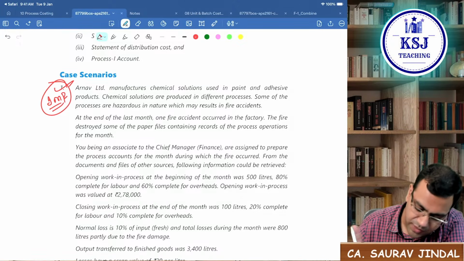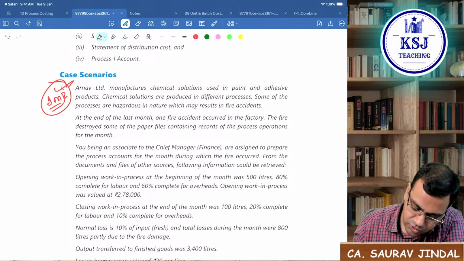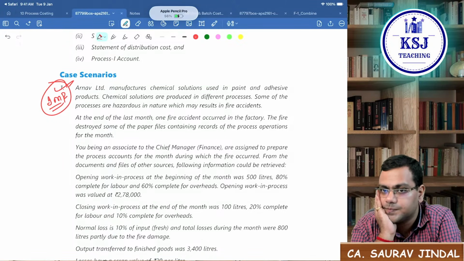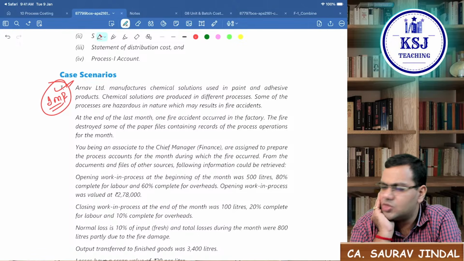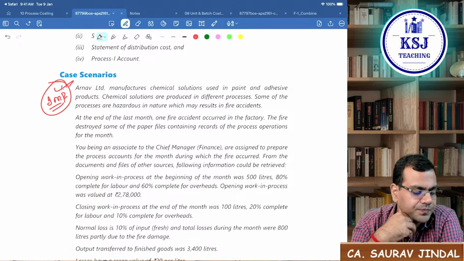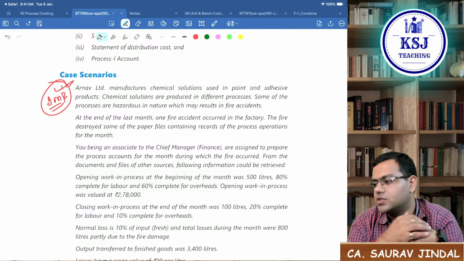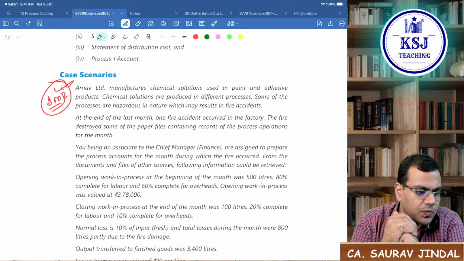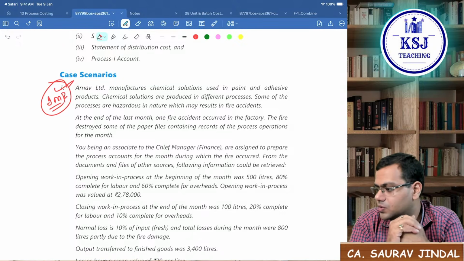Right, so with this we are done with process costing. Tomorrow we'll do joint and byproducts. That is a small part, joint and byproducts. We'll complete it tomorrow, and if the time allows, we'll go for standard costing also. We'll start with standard costing also.